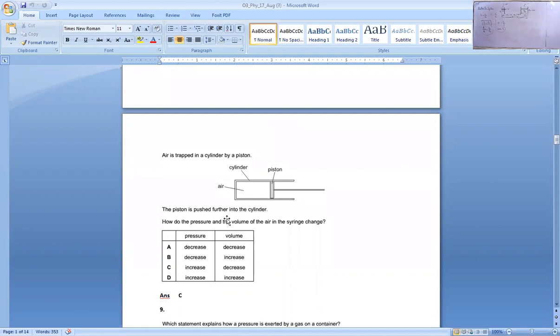Number 8, air is trapped in a cylinder by a piston. Piston is pushed further into the cylinder. How do the pressure and the volume of the air in the cylinder change? If piston is pushed further, it means we are increasing the pressure and decreasing the volume. Definitely, if the piston is pushed forward, it means the volume decreases, and pushing means we are exerting extra force, so the pressure increases. So option is C, pressure increases and volume decreases.